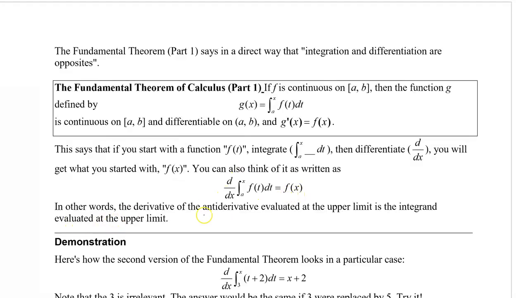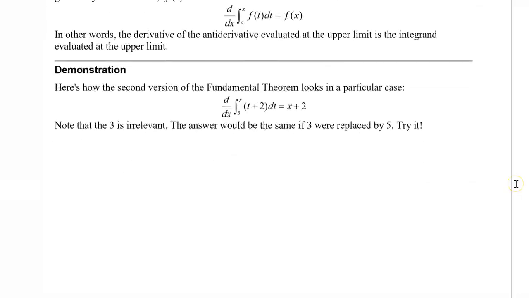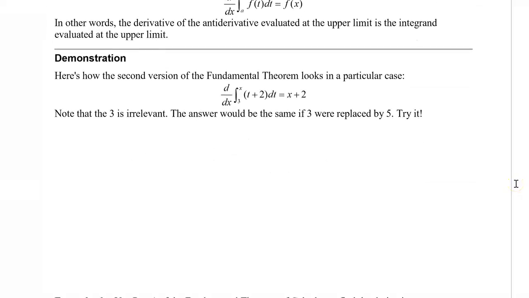In other words, the derivative of the antiderivative evaluated at the upper limit, in this case x, is the integrand evaluated at the upper limit. Let me show you a little demonstration. Let's take the derivative of the integral of t plus 2 and show that it actually equals x plus 2. You might think that the lower limit matters, but actually it's irrelevant. Whether I integrate from 3 or 5, we're going to get the same value. So let's take a look.